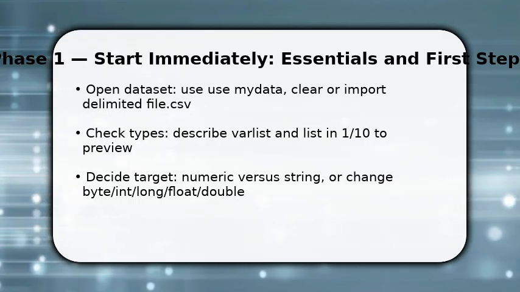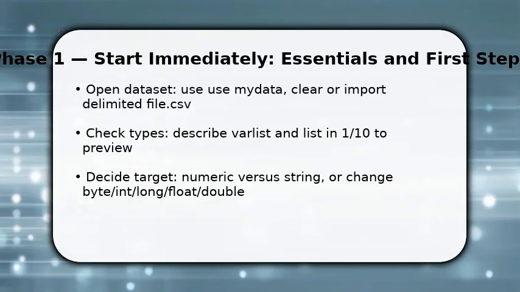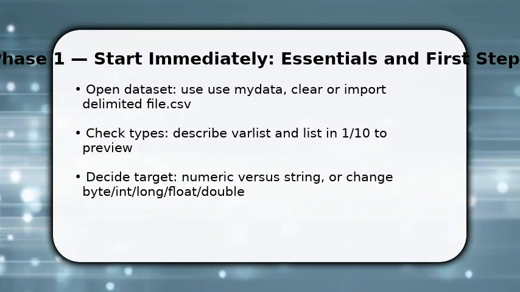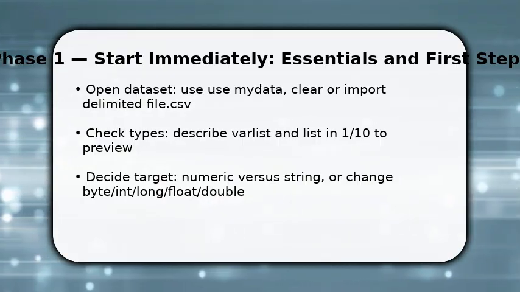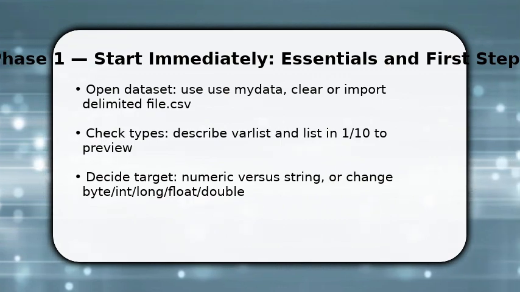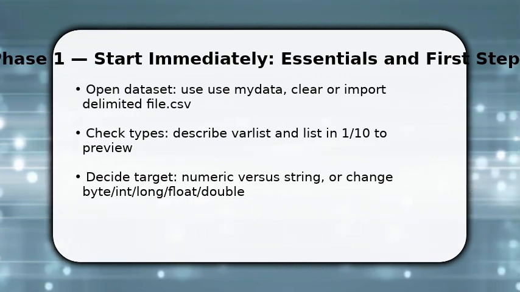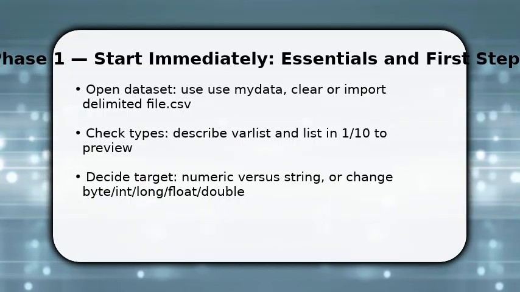Make sure to back up the file or save a copy with Save My Data Copy.DTA before making changes, because conversion can lose information. You now perform the conversion while preserving values. For string to numeric, create a new variable.